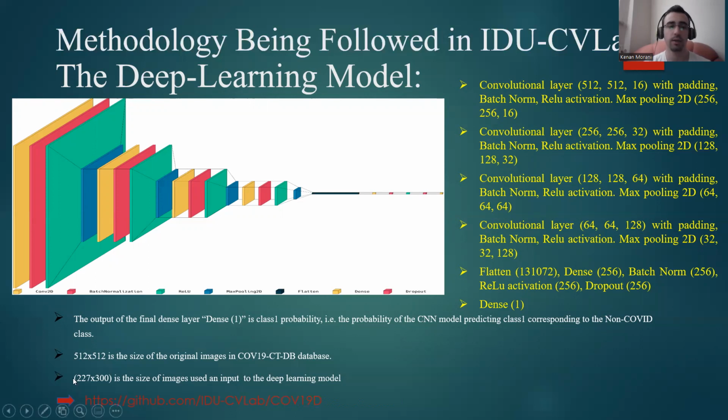So the size of the input images after cropping with the rectangular region of interest will be 227 by 300. So this is the size that will be input to the deep learning model. All right, perfect. So this is the architecture of the CNN model that is used in our work.